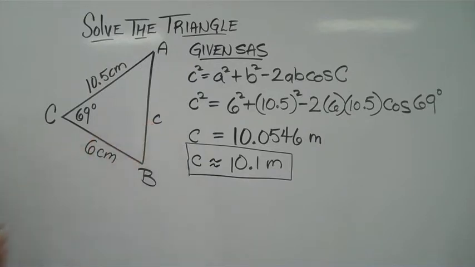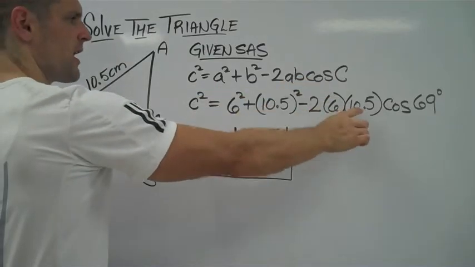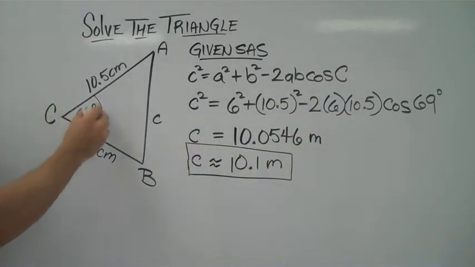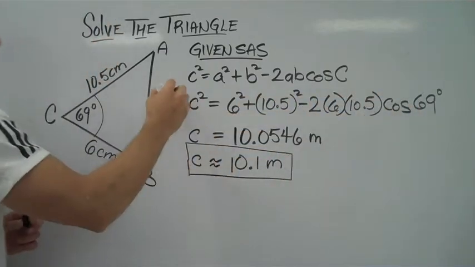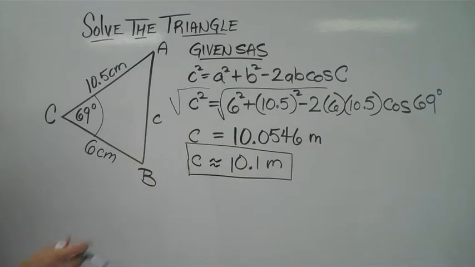I'm looking for side C, and I have side A and side B and angle C. So I plug in 6 for A, 10.5 for B, and the angle of C is 69 degrees right here. And once I get that, I can calculate this number and then take the square root of both sides, and that will give me C is equal to about, to 3 sig figs, 10.1 meters.